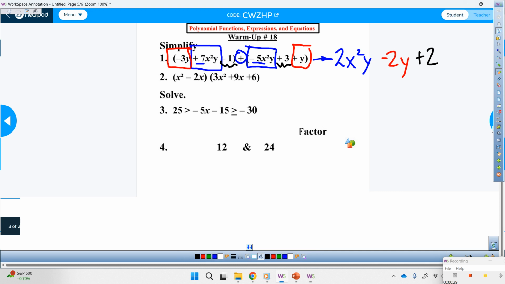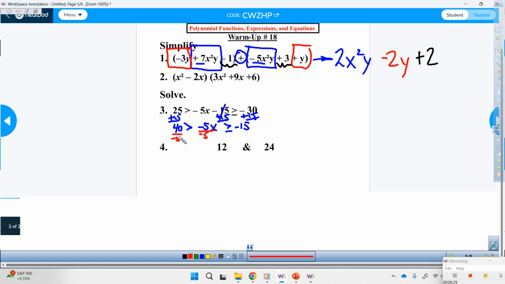All right, let me make some space here. So number 3, we add 15 to all sides. So we got 40 greater than negative 5x greater than or equal to negative 15. So far so good? Yes, divide by negative 5 on all sides. So that gives us negative 8. Since I divided by a negative, what happens to the symbol? You flip it. x, flip it, 3.